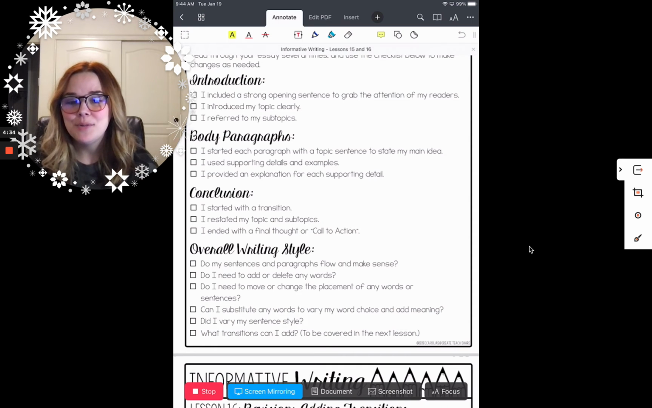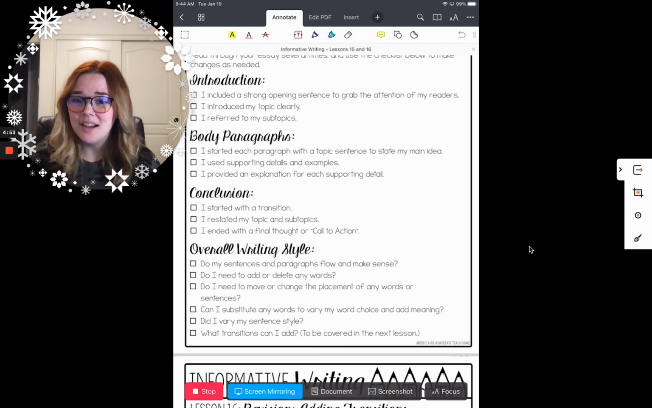Can I substitute any words to vary my word choice and add meaning? So while you're reading, do you notice that you are using the same couple of words over and over? Things like maybe, clearly, obviously, very, or really. Are you using some words over and over again? If you notice that, see if you can find a synonym or another way that you can say that.